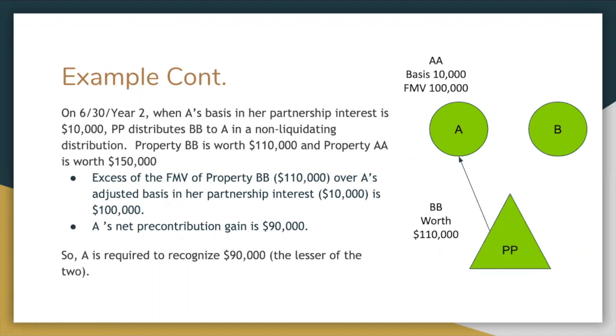The excess distribution is calculated by the fair market value of the property BB, which is $110,000, over A's basis in her partnership interest, which is $10,000. So $100,000 is A's excess distribution. A's net pre-contribution gain is $90,000, which is the property AA's fair market value minus its basis. So A is required to recognize $90,000, which is the lesser of the two.